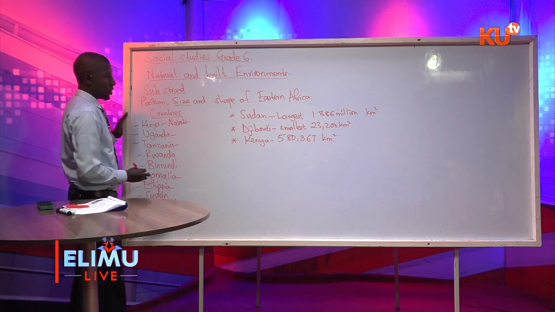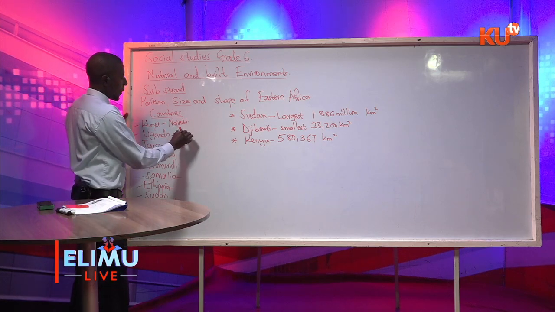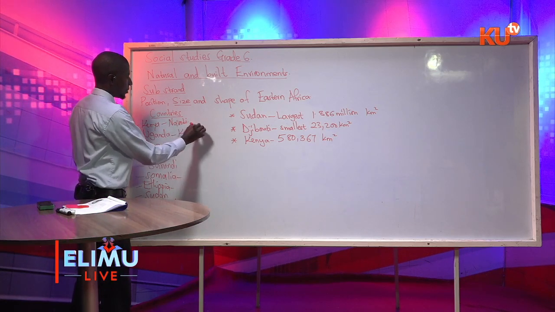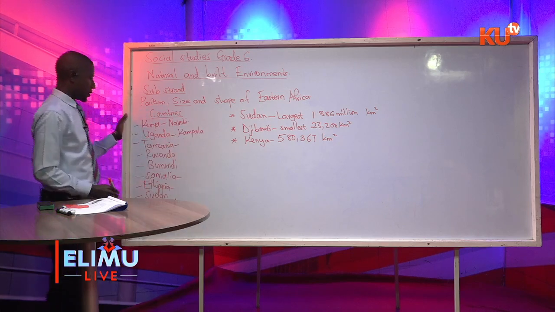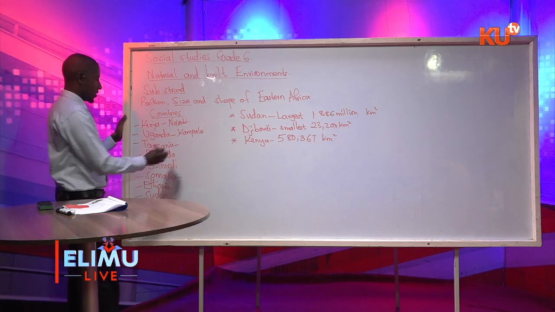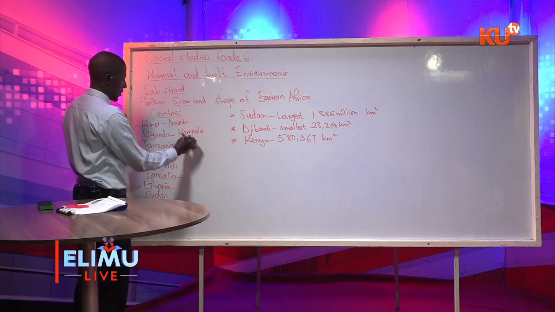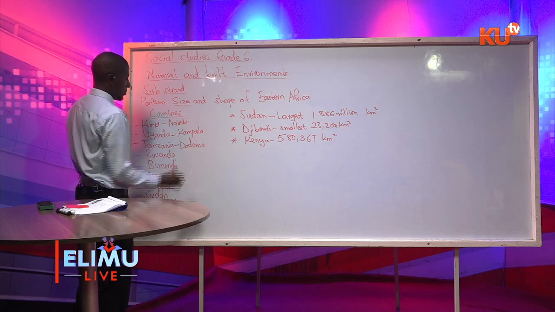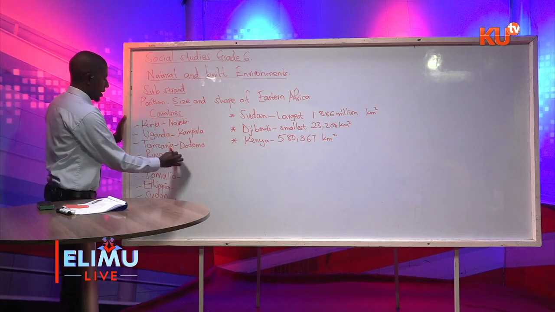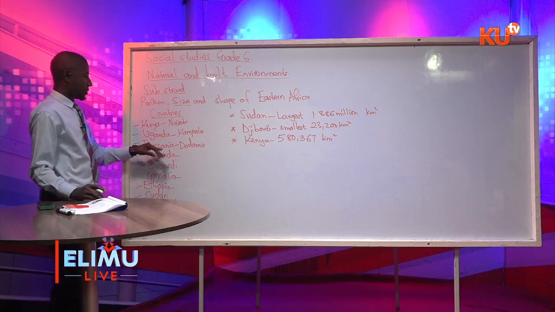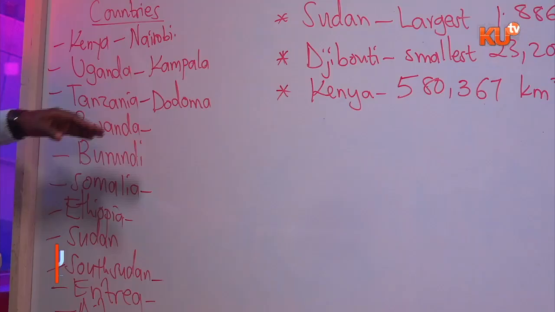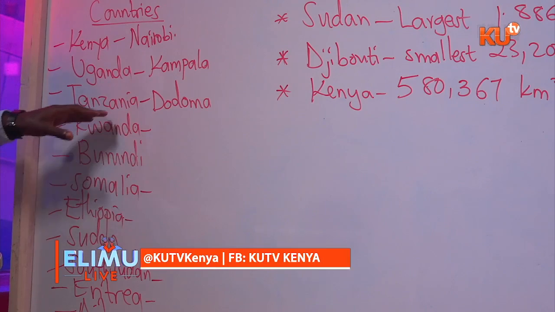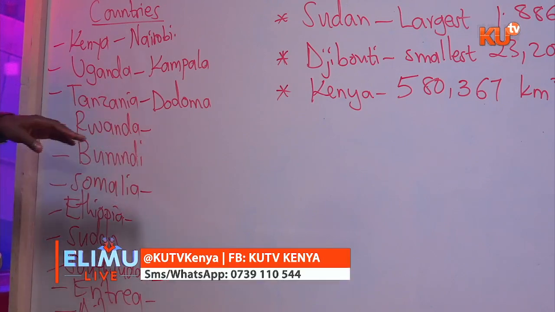Uganda, the capital city of Uganda is Kampala. Then the capital city of Tanzania is Dodoma. Dodoma, and you need to be careful. Most students confuse the capital city of Tanzania and they say it's Dar es Salaam. It isn't Dar es Salaam, it is actually Dodoma.